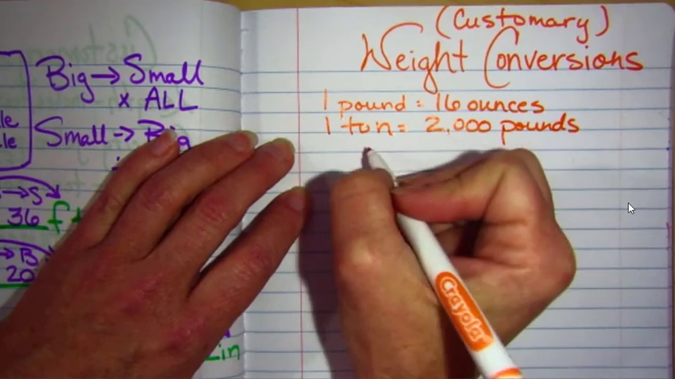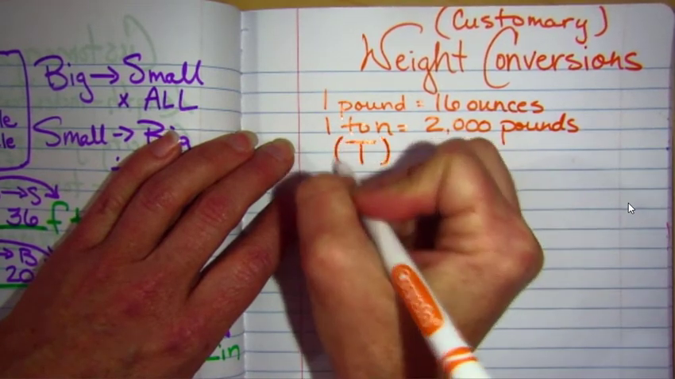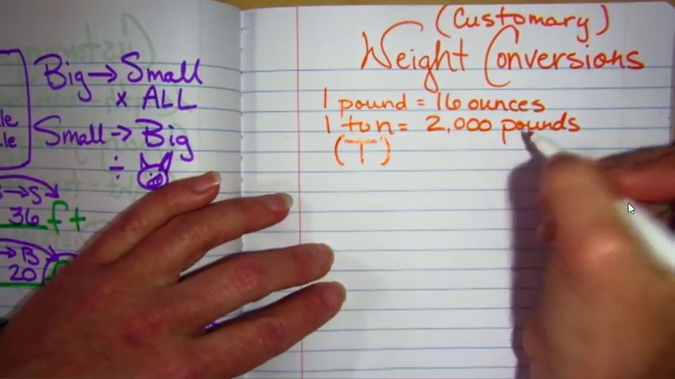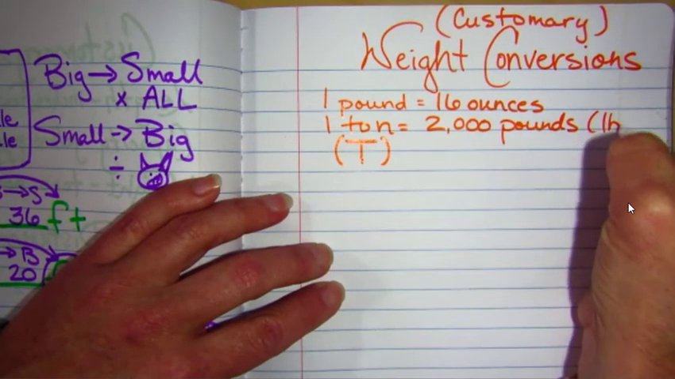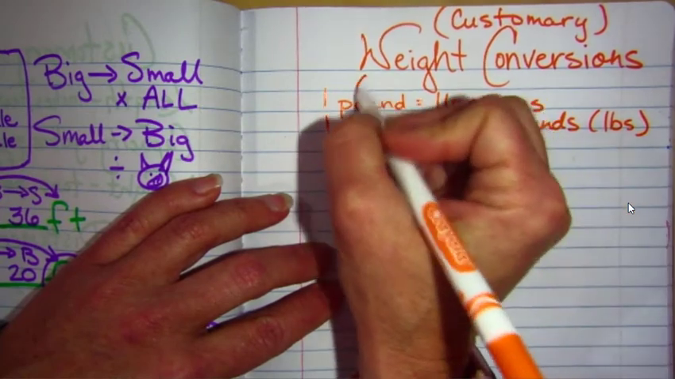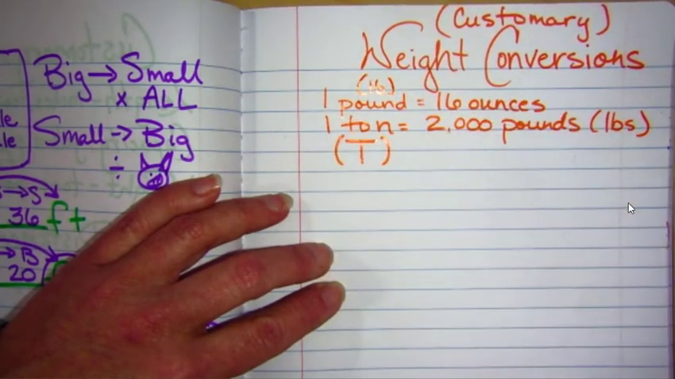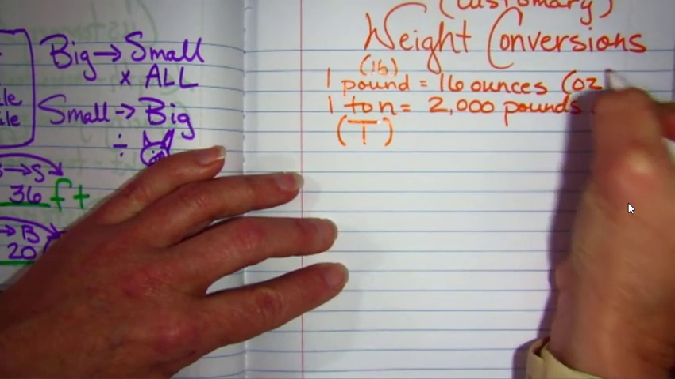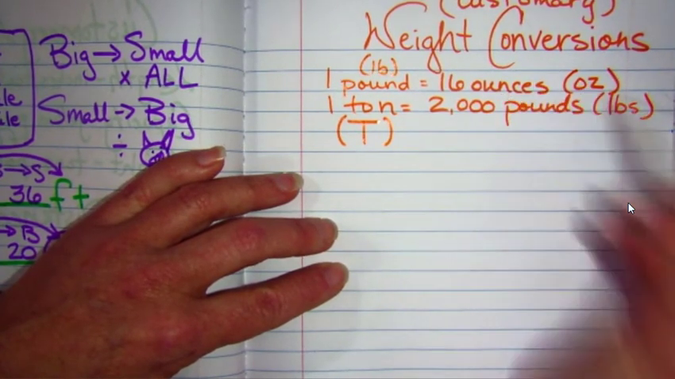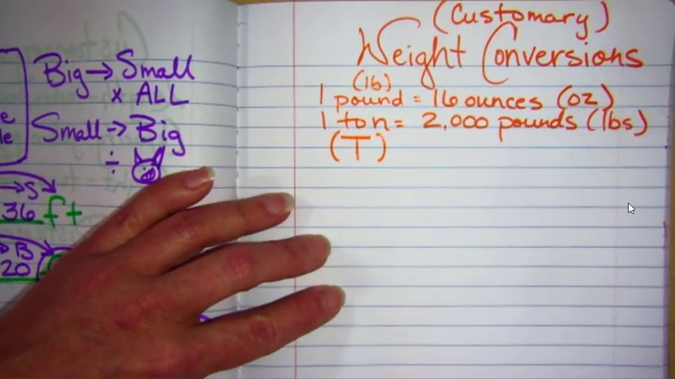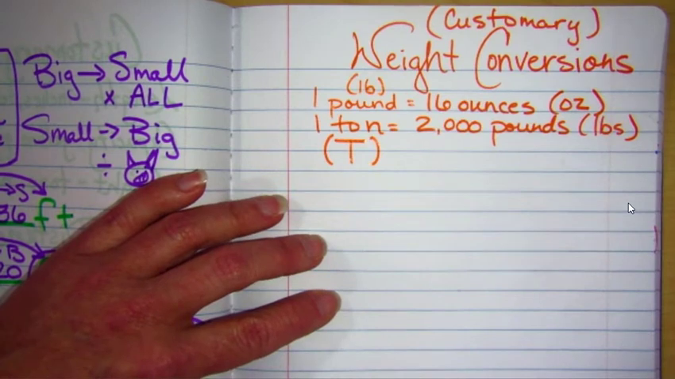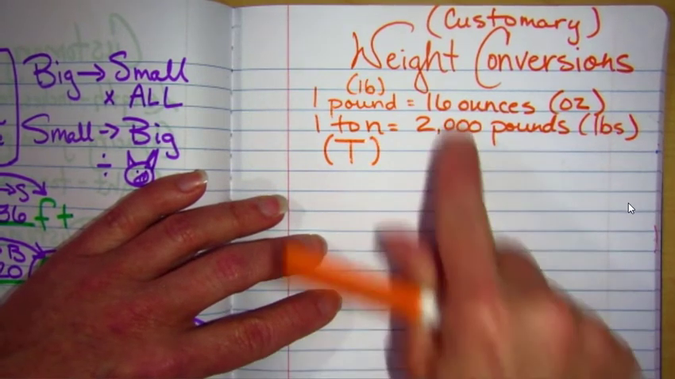Ton, to be abbreviated, is a giant T. It's not tablespoon, it's T for ton. Pounds is going to be LBS or LB for pound. Ounces, OZ. Notice this is different from fluid ounces, and I have a lot of kids when I teach this, they start multiplying things times 8. Fluid ounces are different from ounces, okay?